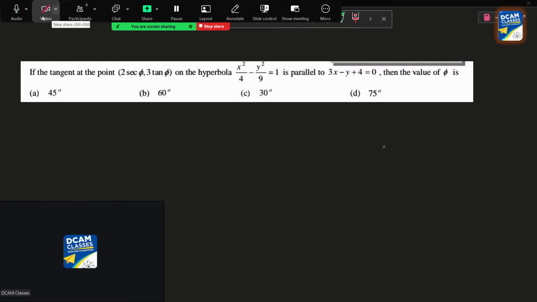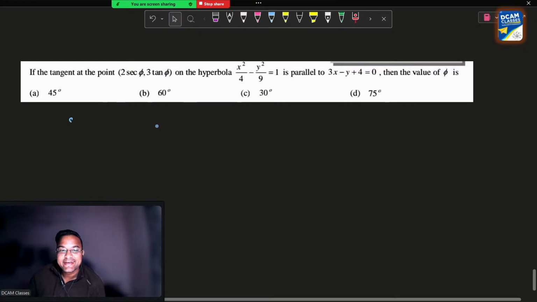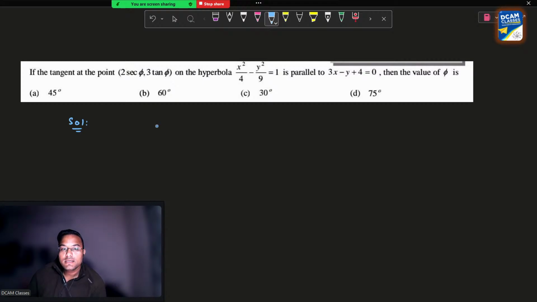Only 2 minutes are remaining. I need to solve it. See, I'm getting the value of sine theta should be -1, but there is no such option. Let me see whether we get it or not. The tangent is parallel to this. The tangent would be x by 2 secant phi minus y by 3 tan phi is equal to 1.